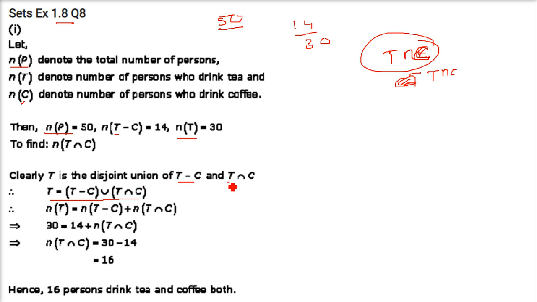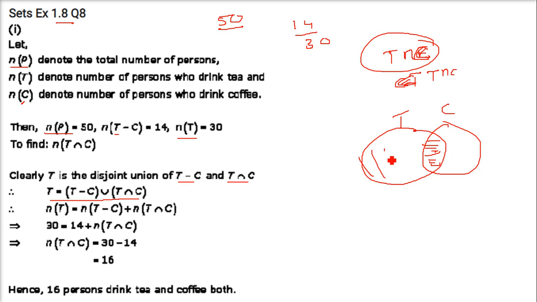I explained this earlier also. So T minus C and T intersection C are disjoint. Actually, in this T and C diagram, this portion is T intersection C, and this is T minus C. If you take the union of these, you get T. They are disjoint, there is nothing common between these two. So T will be T minus C union T intersection C. So n(T) will be equal to n(T minus C) plus n(T intersection C).